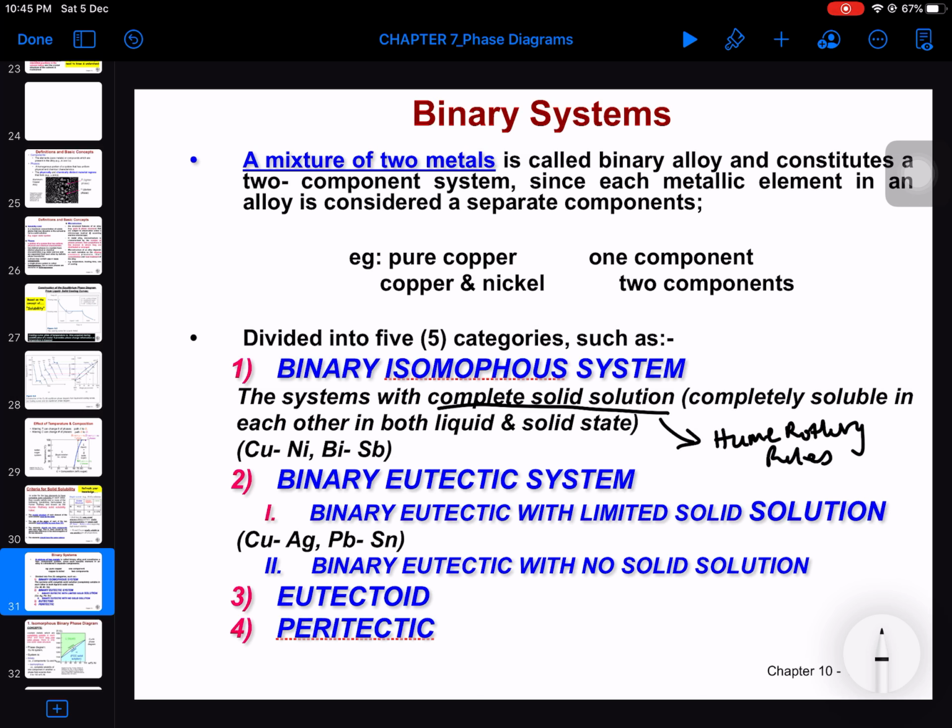And the second one is what we call the binary eutectic system. In the binary eutectic system, it can be further divided into 2, which is the binary eutectic with a limited solid solution, and also the binary eutectic with no solid solution. And number 3 is the eutectoid, and number 4 is the peritectic system.